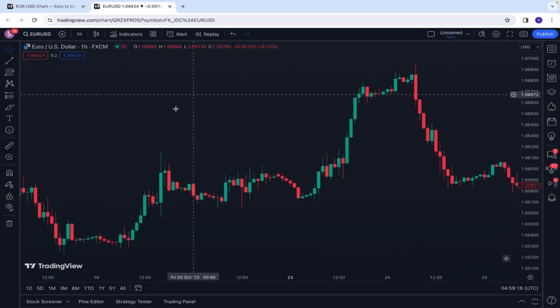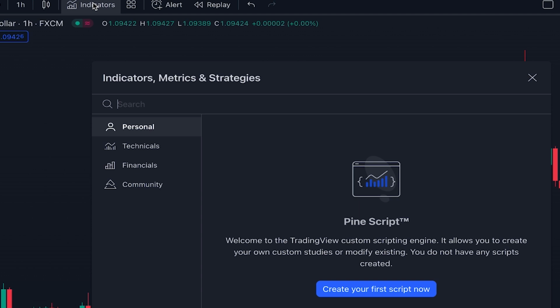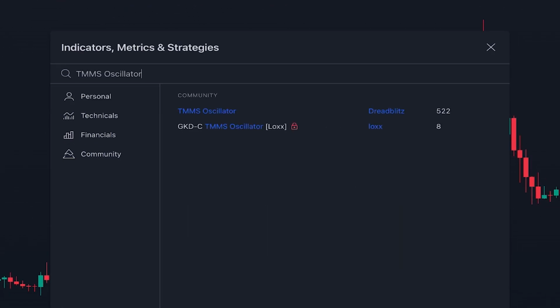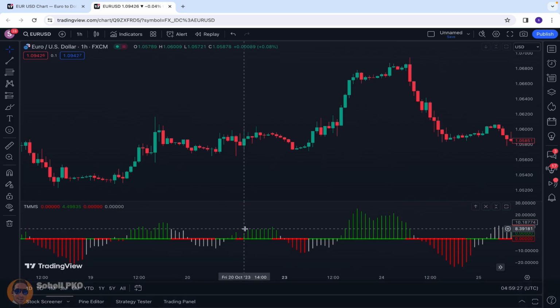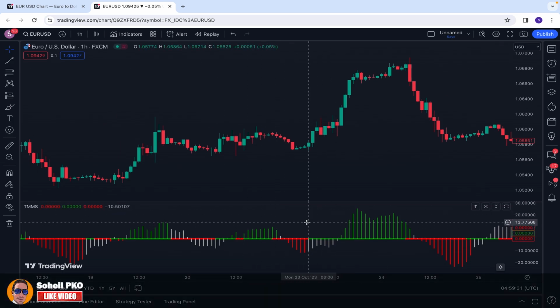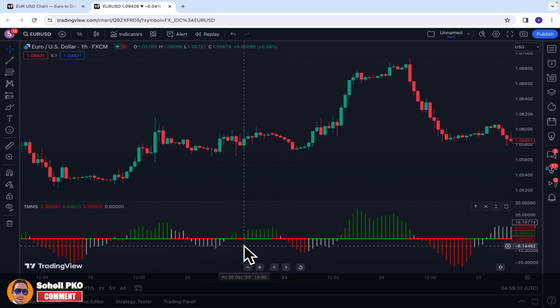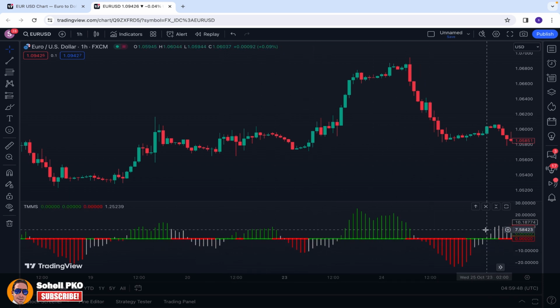Alright, to add this amazing indicator to our chart, here we click on indicators and we search TMMS oscillator. This one, which is written by someone named Dread Blitz. Alright, this is the indicator, and as you can see, it's added here below the chart. It's actually an oscillator, and we have this histogram that is moving above and below the center line, which is 0.